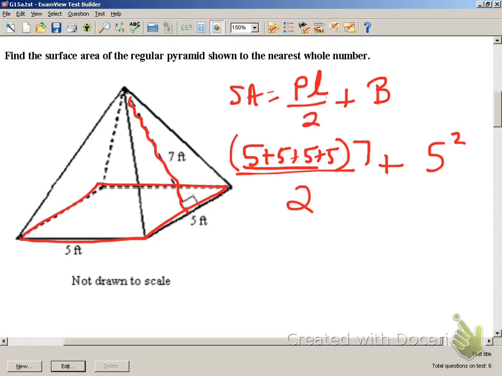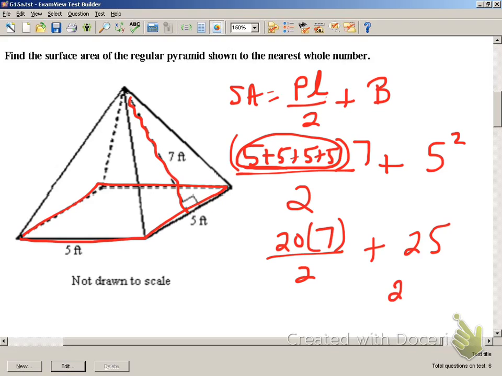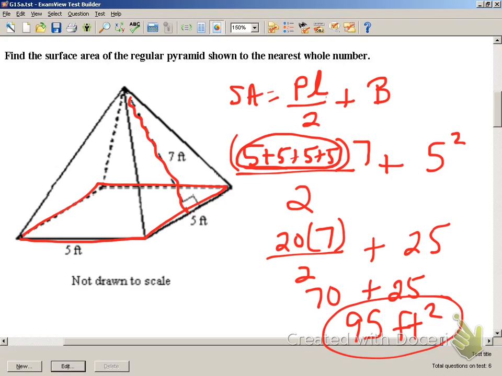So 5 plus 5 plus 5 gives us 20 times 7 divided by 2 plus 25. So that's 25 plus 70. So it is 95 square feet is our solution. And let's go to number 4.